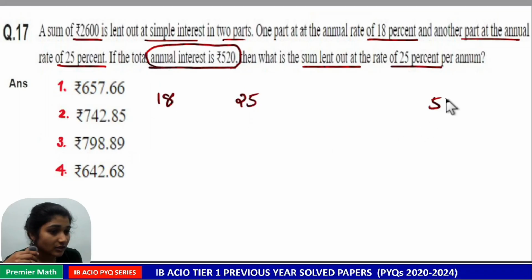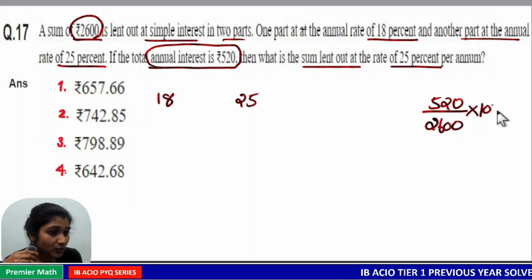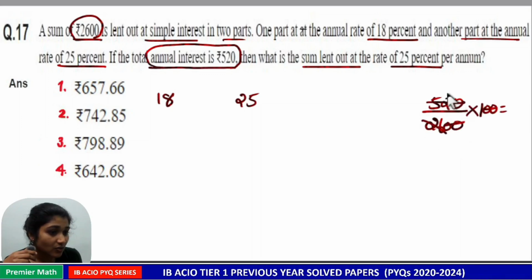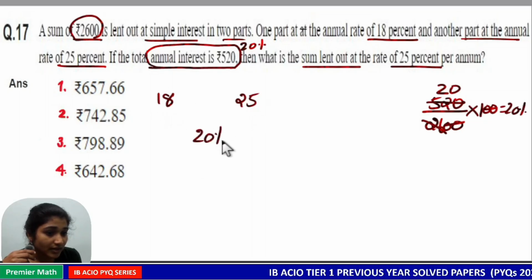This is in rupees. So find out the percentage with respect to this 520 rupees. This 520 rupees is received from this 2600 rupees principal. Now convert it into percentage. 26 goes 20 times in 520. So 20% is the interest rate with respect to this 520 rupees. Now this 20% is received from this 18% and 25% principal. So write it here. Now use the allocation.